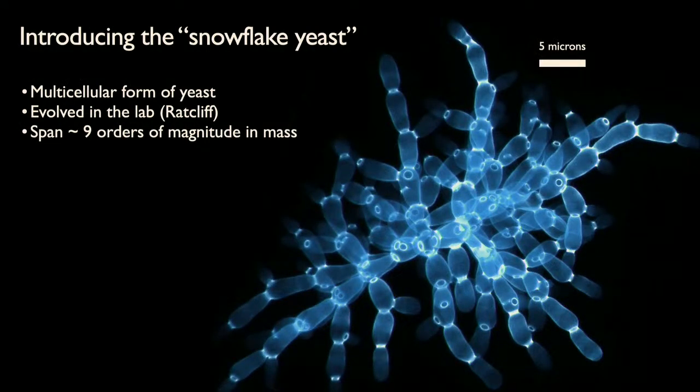So I introduced to you this organism called the snowflake yeast. The snowflake yeast was evolved in the lab by Will Ratcliffe, one of my collaborators. It's a multicellular form of yeast, and as I will show you in a moment, it spans about 9 orders of magnitude on the x-axis in terms of range. What you're seeing here in this image, you see the scale bar over here. Each one of these is a single yeast cell, and these yeast cells are connected to one another via these attachments or bonds in the cell wall, and this is what makes it a multicellular structure. Okay, and I'll also try and convince you that this is an organism, not simply a cluster of cells.